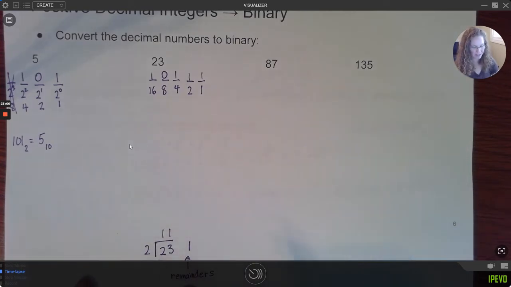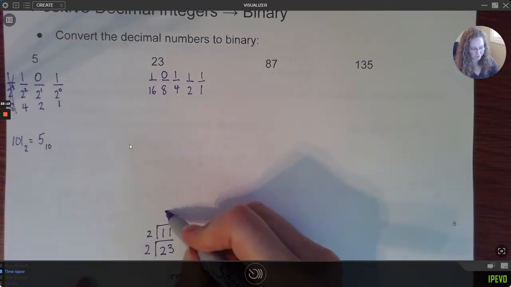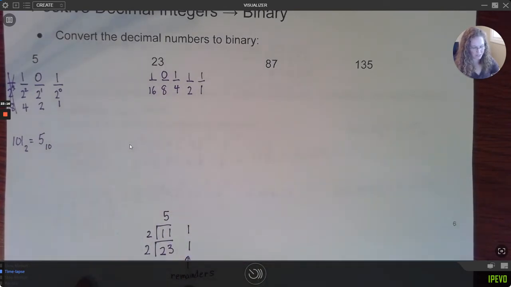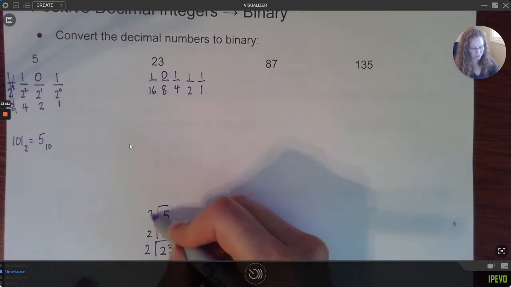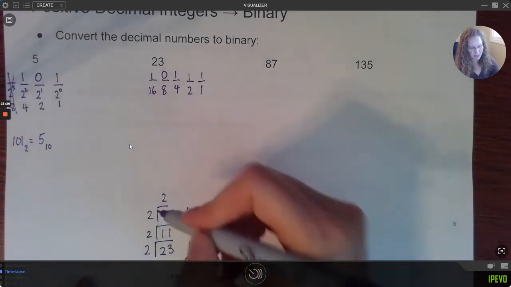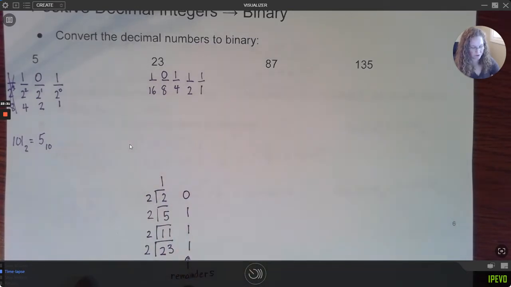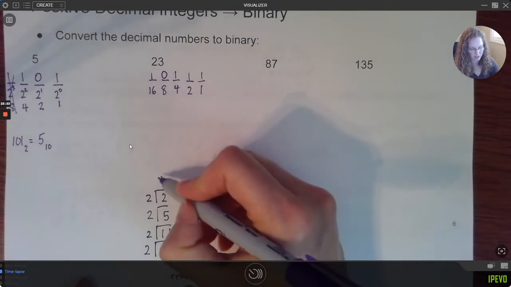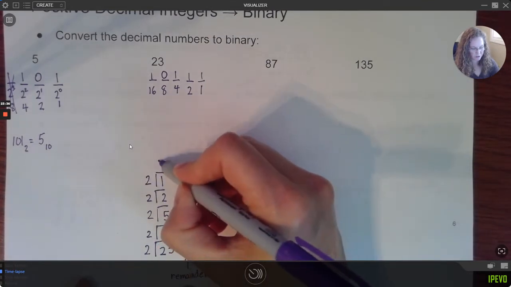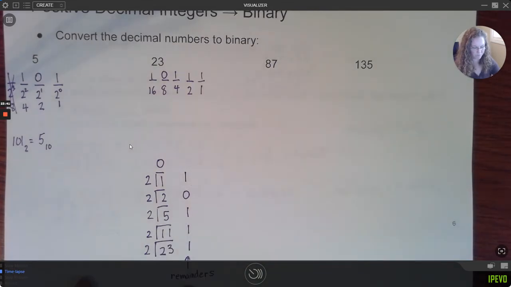Okay, and then I'm just going to do that again. I'm going to take this 11 that I had and divide it by 2. Well, 2 goes in there 5 times with a remainder of 1. Again, I'm going to write my remainder over here. And I'm going to do it again. 2 goes into 5 twice with a remainder of 1. And then 2 goes into 2 once with a remainder of 0. And then 2 goes into 1 zero times with a remainder of 1.